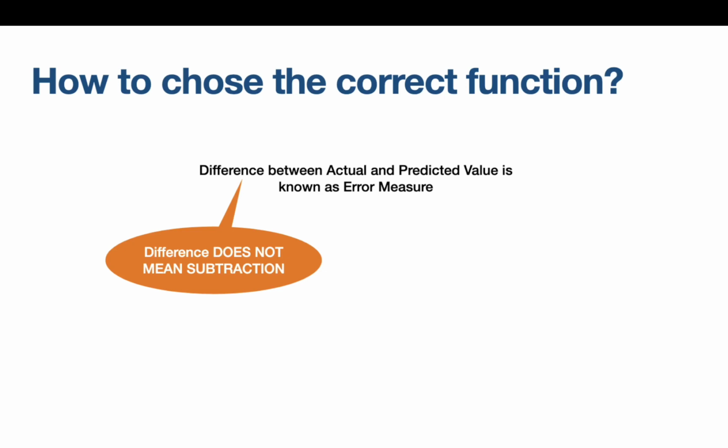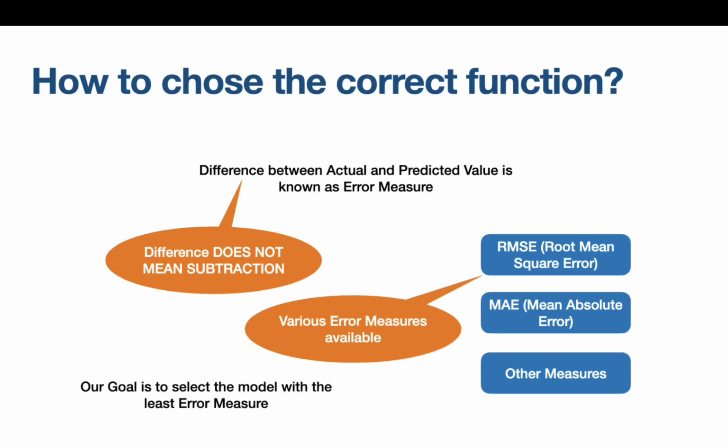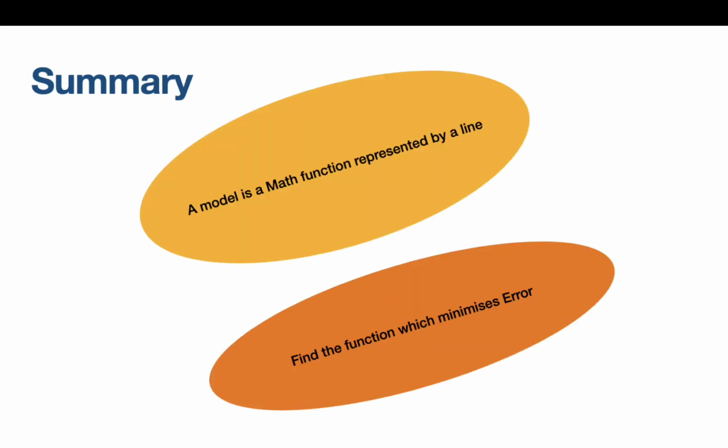There are different measures of error. Namely, we have root mean square error, mean absolute error, and there are various other measures. And our goal is to minimize the error measure. Our goal is to select the model with the least error measure. That is how we select a model. To summarize, a model is just a math function represented by a line, and all we need to do is to find the function which minimizes error. That is how we find the best model.